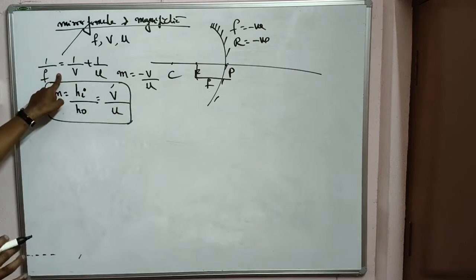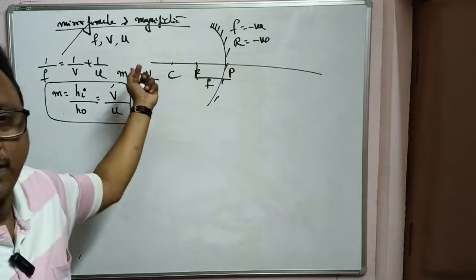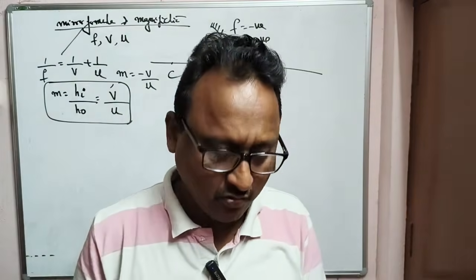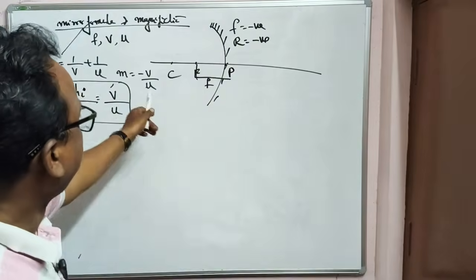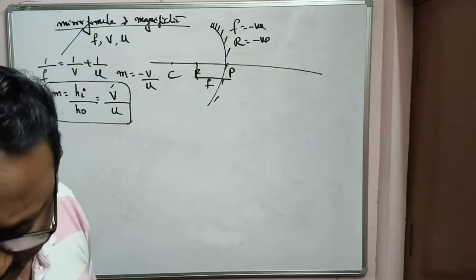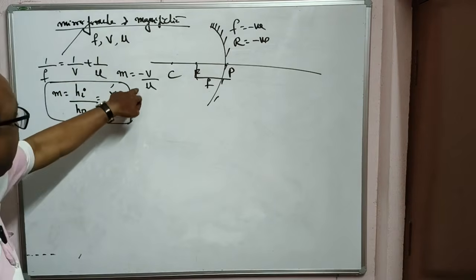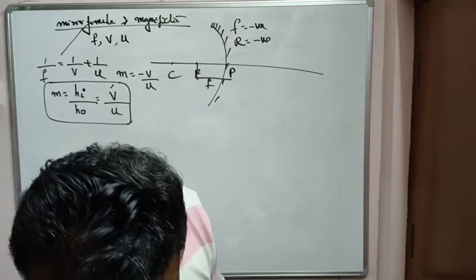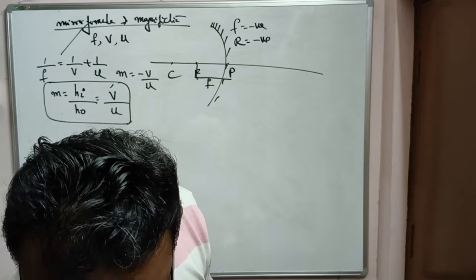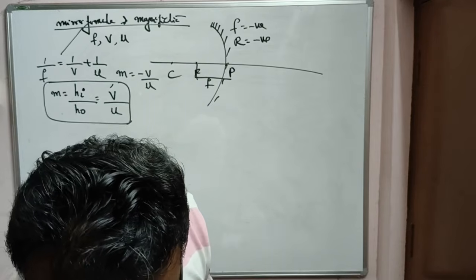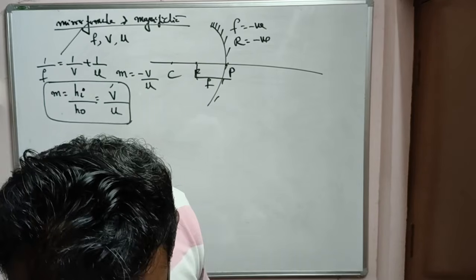So here this is the mirror formula and this is magnification. Mirror formula is plus here, 1 by f is equal to 1 by v plus 1 by u. Magnification is negative. In the lenses, you get negative here and positive here, please. Clear? Any doubts? Okay.